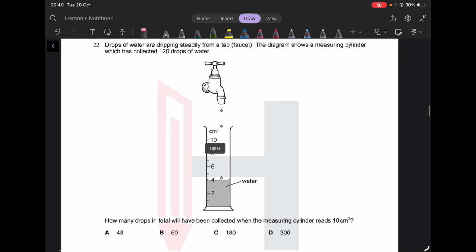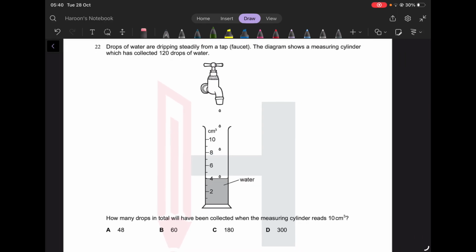Okay, now a drop of water is dripping steadily from a tap. The diagram shows a measuring cylinder which has collected 120 drops. So for 4 cubic centimeters, I have 120 drops. Basically, if I just do 120 divided by the volume, per cubic centimeter, this should give me 30 drops. This is drops per cubic centimeter.